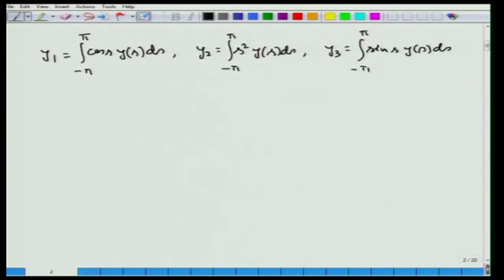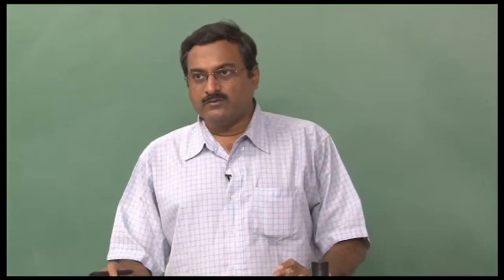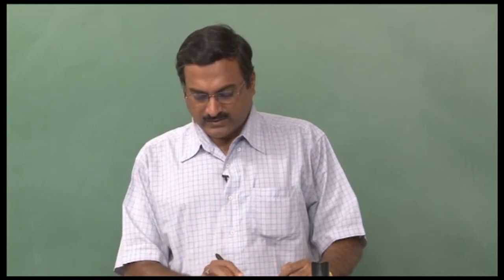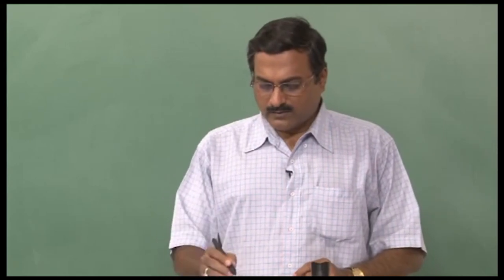As we discussed in the last lecture, now we have to multiply the expression y x equal to x plus lambda x y 1 plus lambda sin x y 2 plus lambda cosine x y 3 by cosine x, x square and sin x respectively, and then integrate from minus pi to plus pi in order to constitute the system of linear equations for y 1, y 2, y 3. So, we can do that.